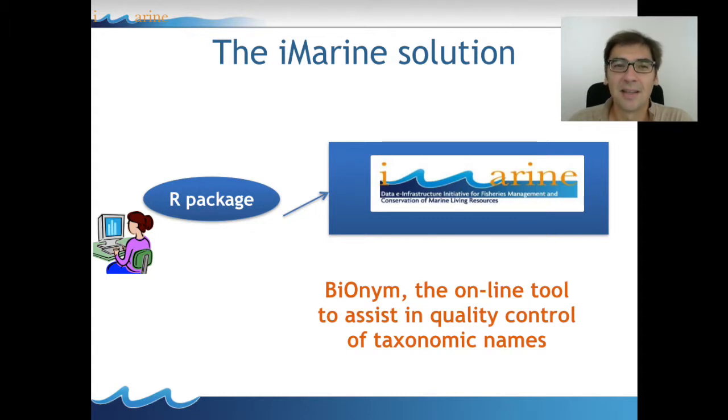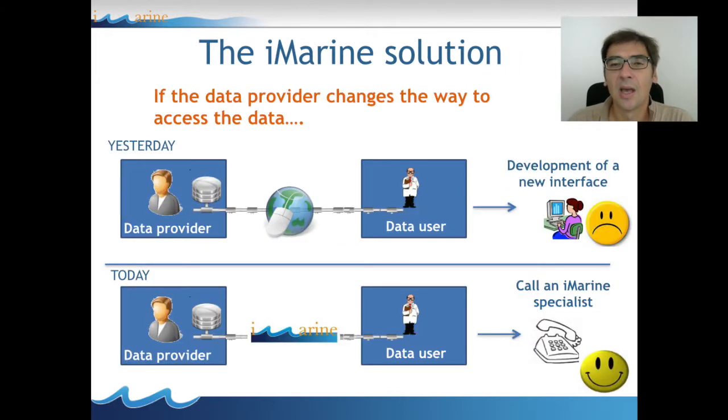I have developed an end-user interface, an R package, that consumes the Bionym web services to check a vector of species names. Several options in the service allow the user to go deeper in the parameters if he or she wants or does not want. If the provider changes the way to access the data, I don't need to change my interface, but I just have to call an iMarine specialist to modify their web services to be compliant with the modification of the data providers.